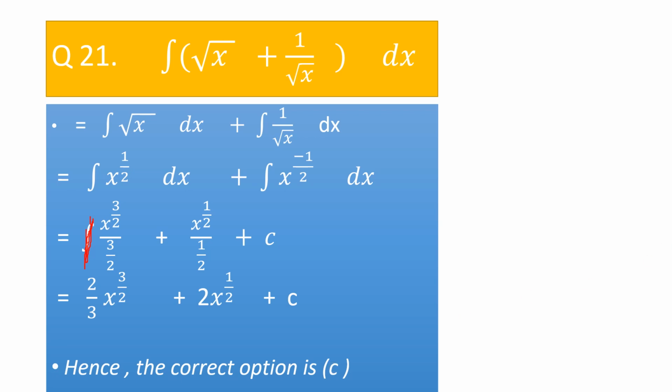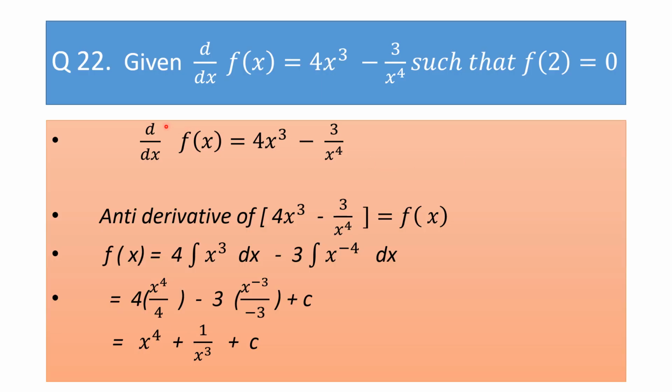Clear? Now the last question to the given exercise is, if d by dx f of x is equal to 4x cube minus 3 upon x power 4, such that f of 2 is equal to 0, then f of x is what? See, it is given that the derivative of the given question is this. What you have to calculate is f of x.